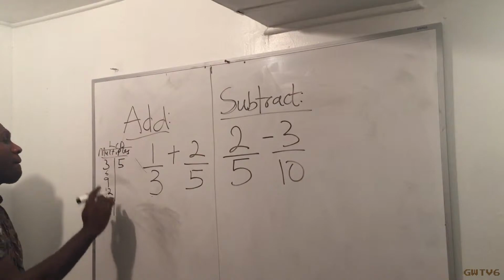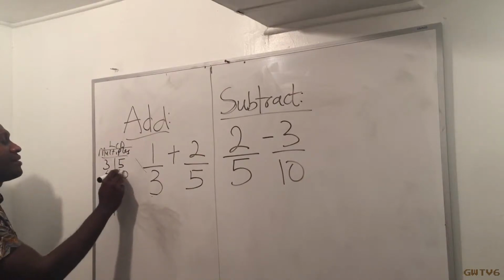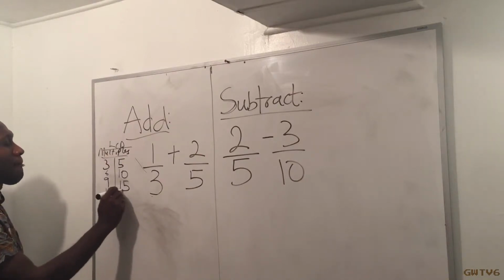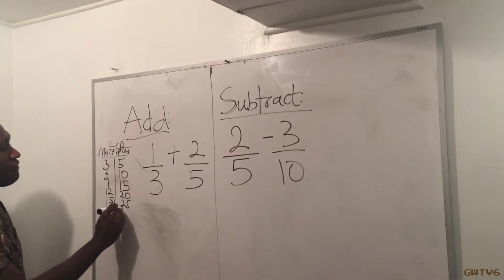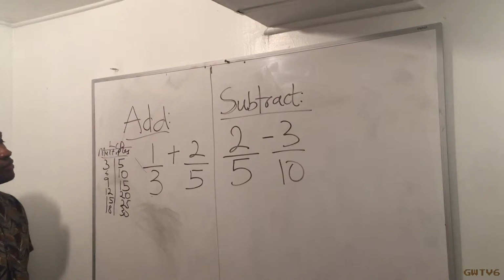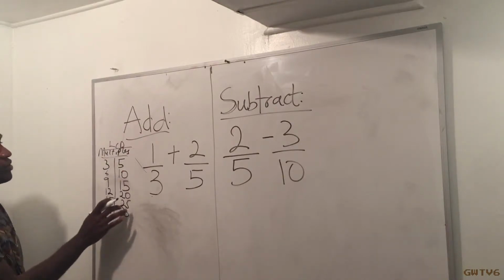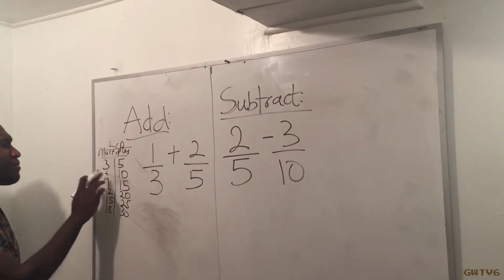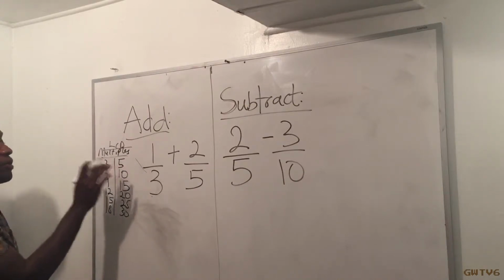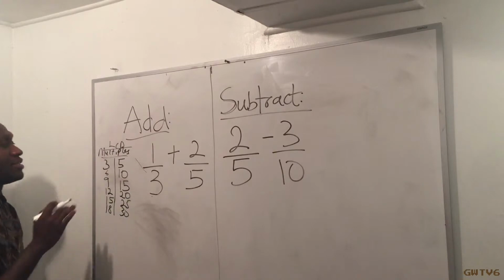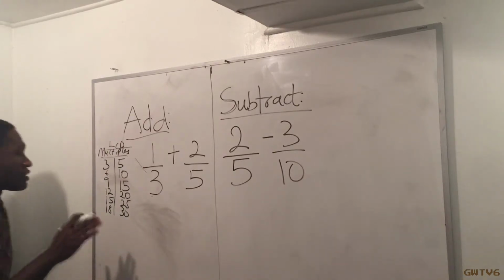I keep adding 5, right? So 5 plus 5 is 10, plus 5 is 15, plus 5 is 20, plus 5 is 25, plus 5 is 30. Oh man, I love this. So that was the multiples. Now, the first number that will be on this side and on that side, the first common multiple, is going to be my LCD.